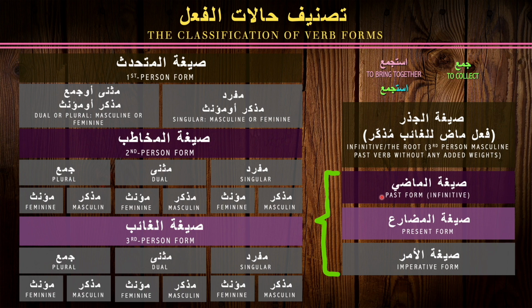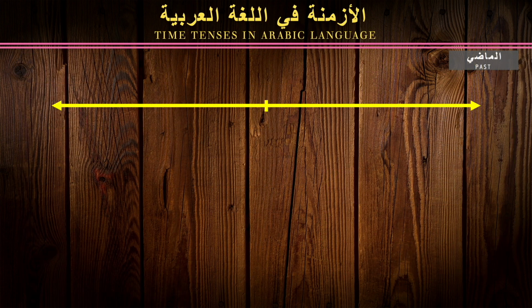Let's move to the next part, which is the time tenses in Arabic. In Arabic, initially there are 4 time tenses. We have the past, al-madi, which is basically the simple past. Then we have the present, al-mudari, which is basically the simple present. And we have the future, al-mustaqbal, which is basically the simple future time tense. And finally we have the imperative. Let's see an example for each.